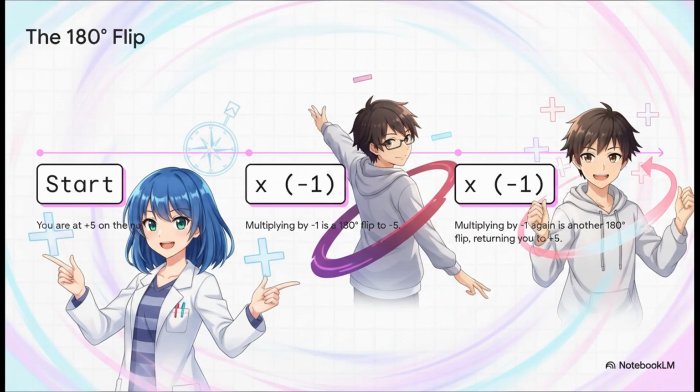You know, this might be my favorite way to picture it. Think of multiplying by -1 as doing a complete 180-degree turn. You're facing forward, you multiply by -1, and boom, you're facing backward. Multiply by -1 again, and you do another 180-degree turn, and you're right back where you started, facing forward. That's it. That's why a minus times a minus is a plus.